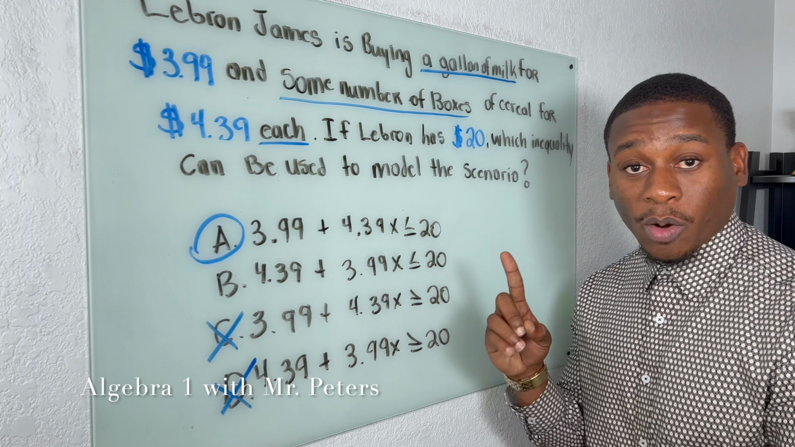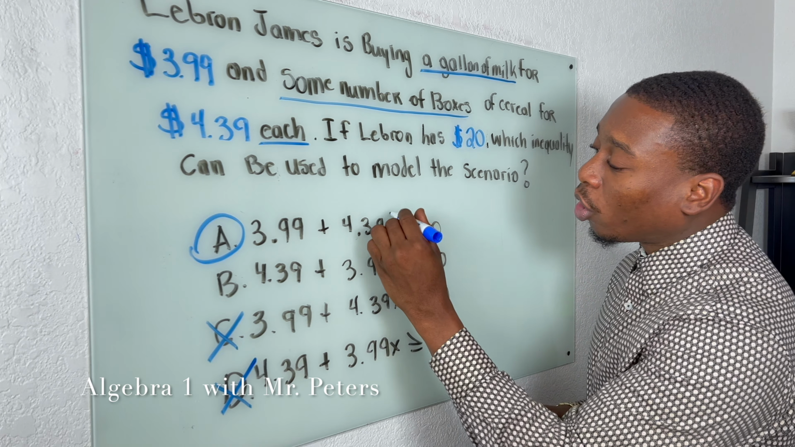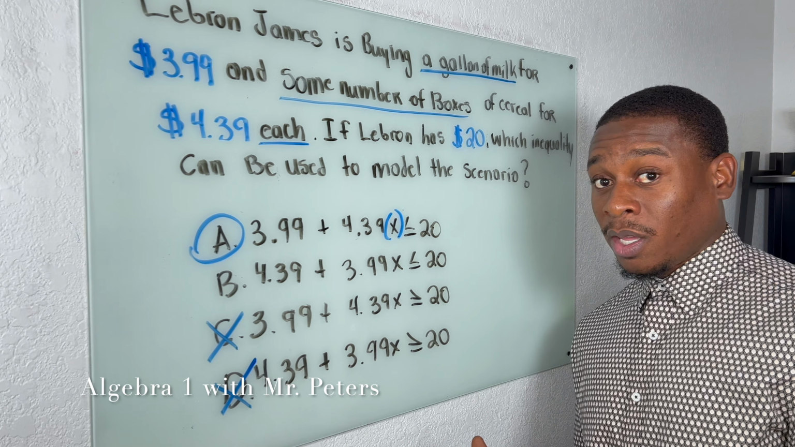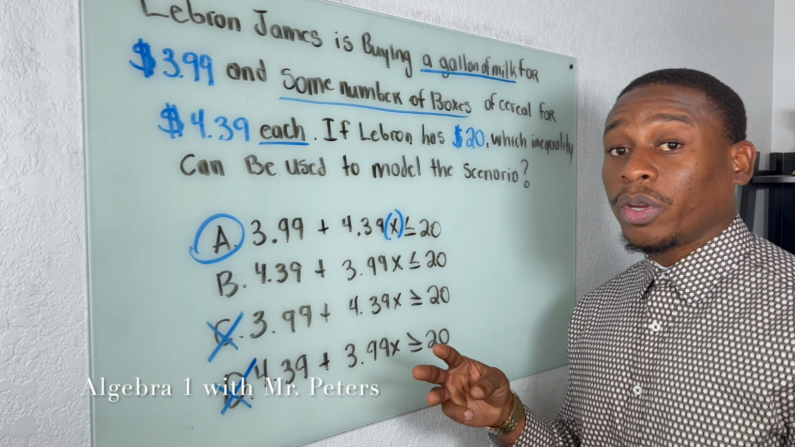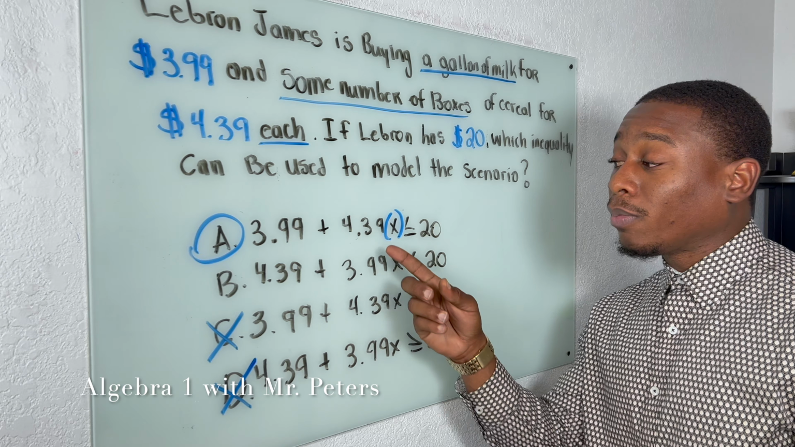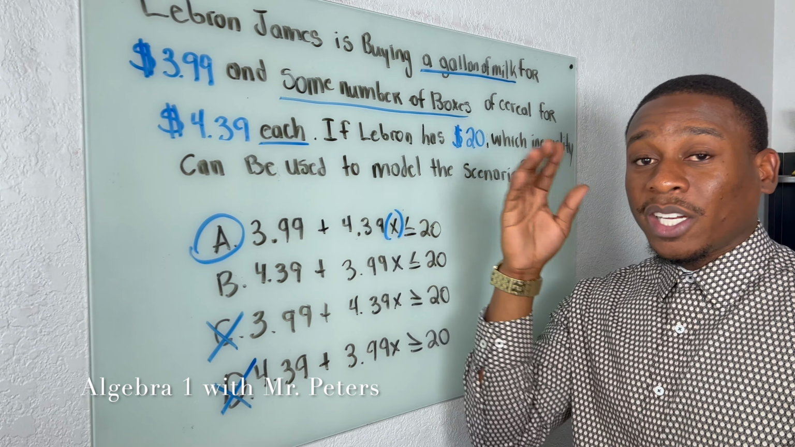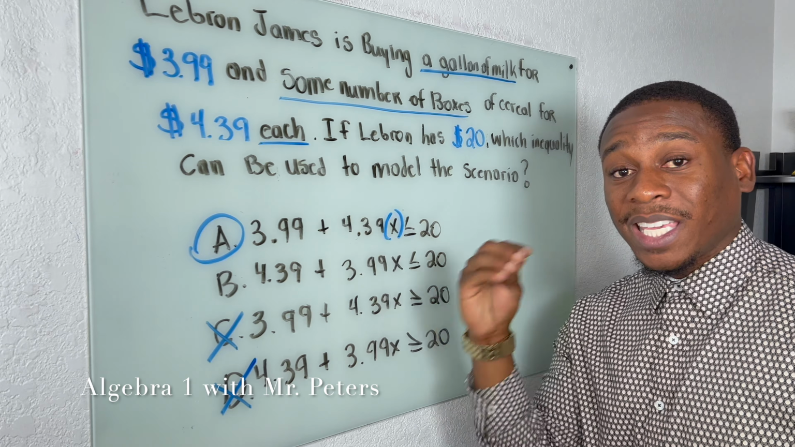It's just one that we're buying. But what we don't know is the number of boxes that we bought. It could be one, it could be two, it could be three. However many it is, we're going to make sure we multiply it by that 4.39. And just remember, "each" is that key word.